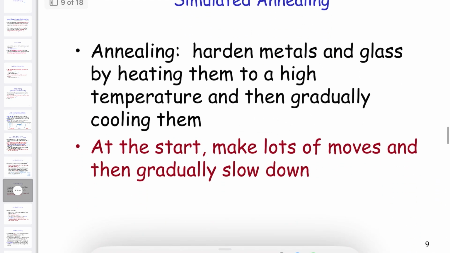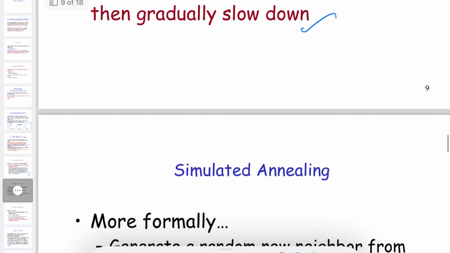Annealing is hardening metals and glass by heating them to a high temperature and then gradually cooling them. So this is the annealing process. At the start, make a lot of moves and then gradually slow down. Usually, if you go for a walk or a run, your initial speed is very high, but once you are about to reach the destination, if it is a long distance, you slow down and make yourself comfortable with a slower movement. That's the process called annealing.